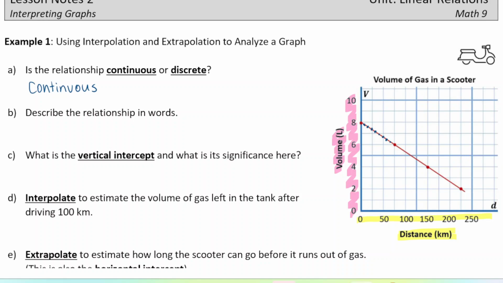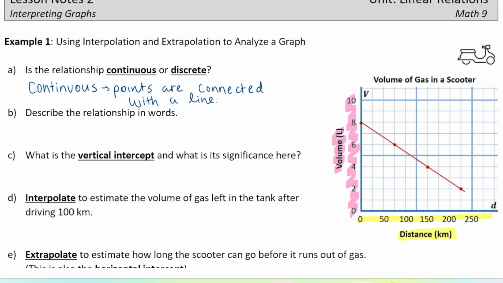Also, on the graph, we see that the points that are there are connected with a line, and that's another indication that you have a continuous relationship. So I'm going to put here, the points are connected with a line. So when you're drawing your own graph, if the relationship is discrete, don't connect the points with a line, but if it is continuous, you should connect the points with a line. Okay, on to part B.